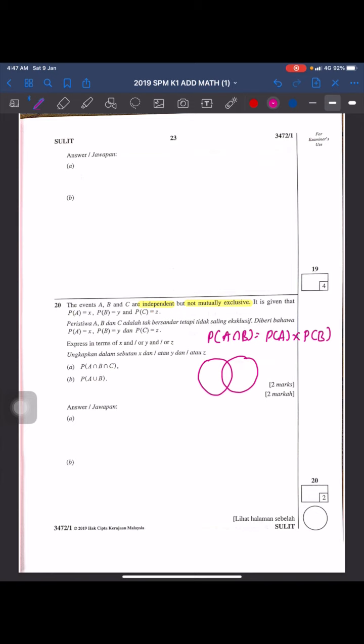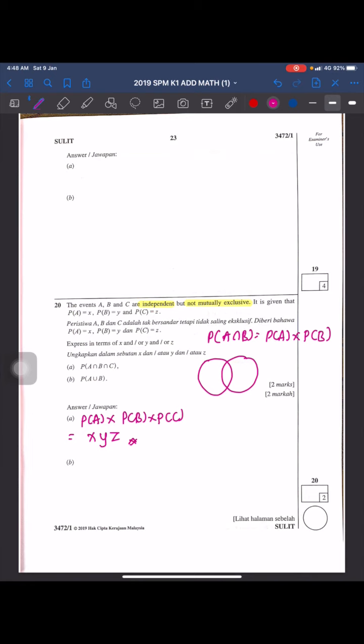So the first one is P(A and B and C). This actually means P(A) times P(B) times P(C). Yang saya dah cakap tadi, ini adalah independent case. So probability of A is x, probability of B is y, probability of C is z. So this is our final answer for the first part.